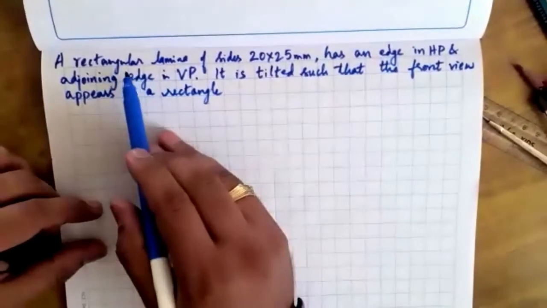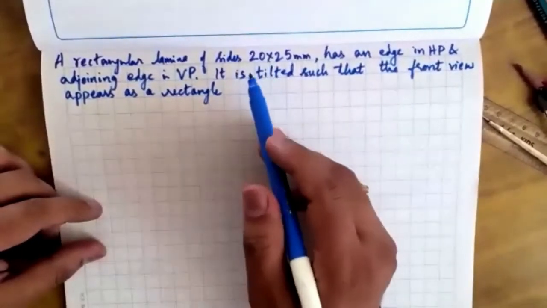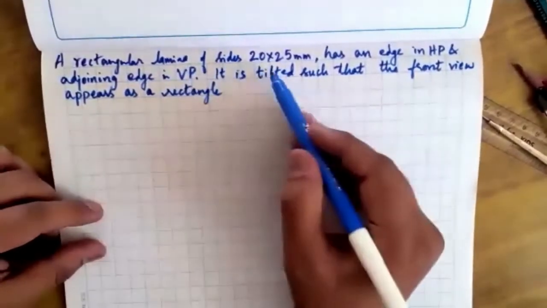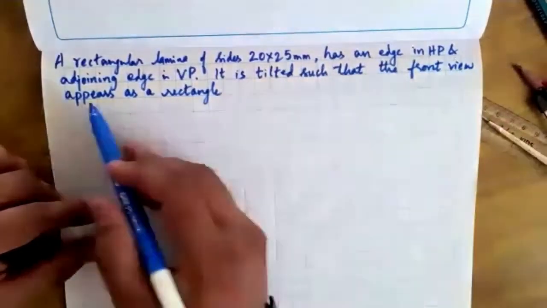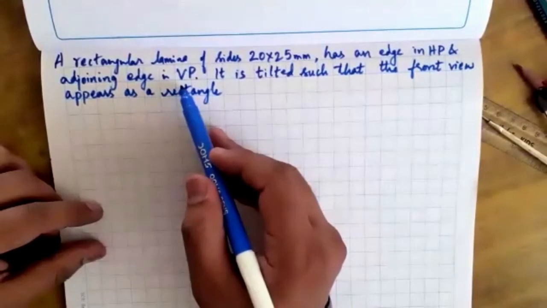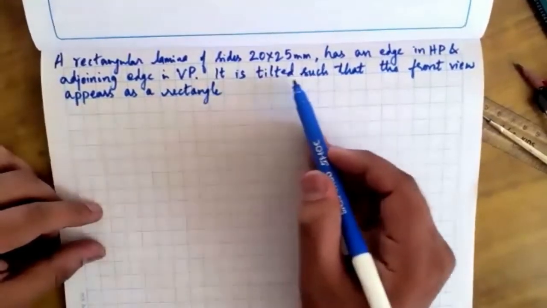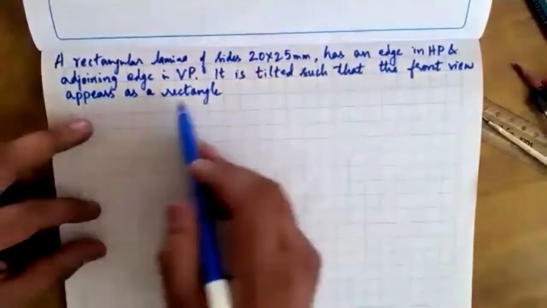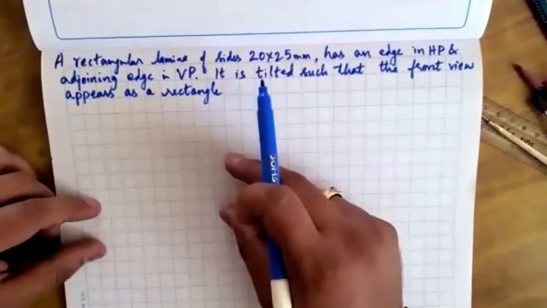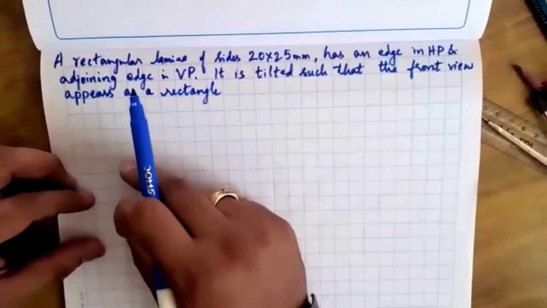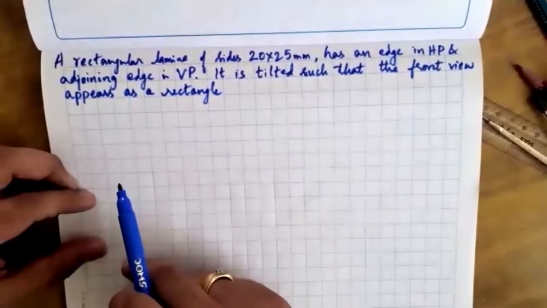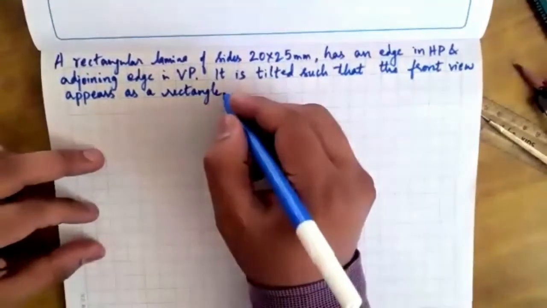See, first the initial position is given to you, the initial condition, that is, a rectangular lamina 20 by 25. Then an edge is on HP and the other, adjoining edge is in VP. It is tilted such that the front view appears as a rectangle. Front view appearing as a rectangle in the second position means the initial position must be drawn in the vertical plane itself, not on the horizontal plane. That is the first thing you need to identify.